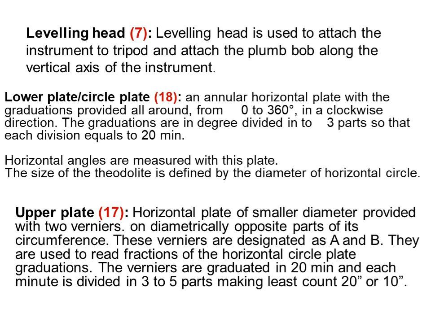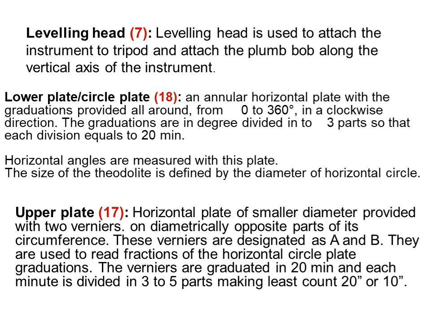Then the second part is the lower plate, or horizontal circle plate, an annular horizontal plate with graduations provided all around from 0 to 360 degrees in a clockwise direction. The graduations are in degrees divided into 3 parts so that each division is equal to 20 minutes. Horizontal angles are measured with this plate. The size of the theodolite is defined by the diameter of the horizontal circle.